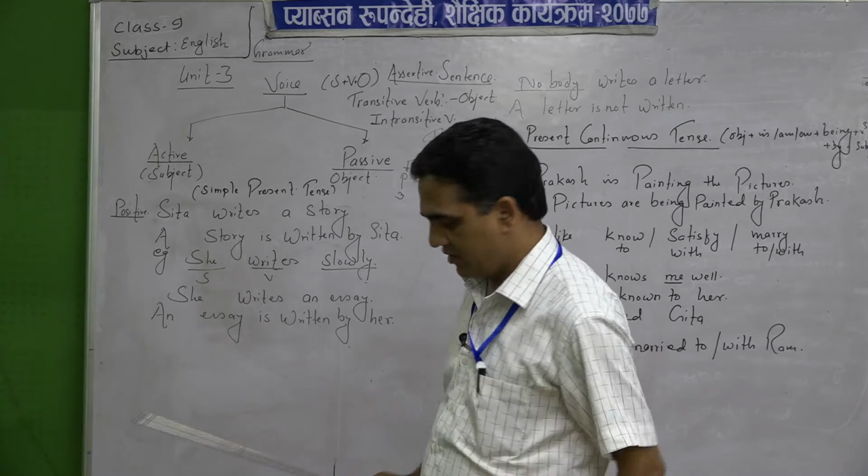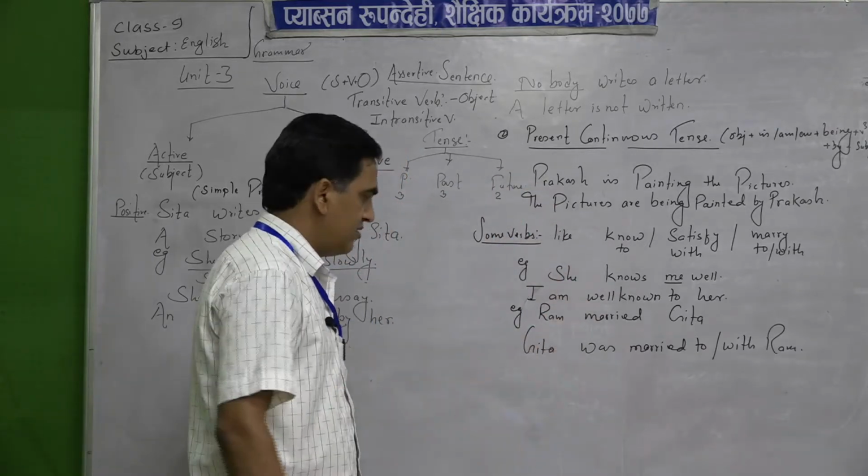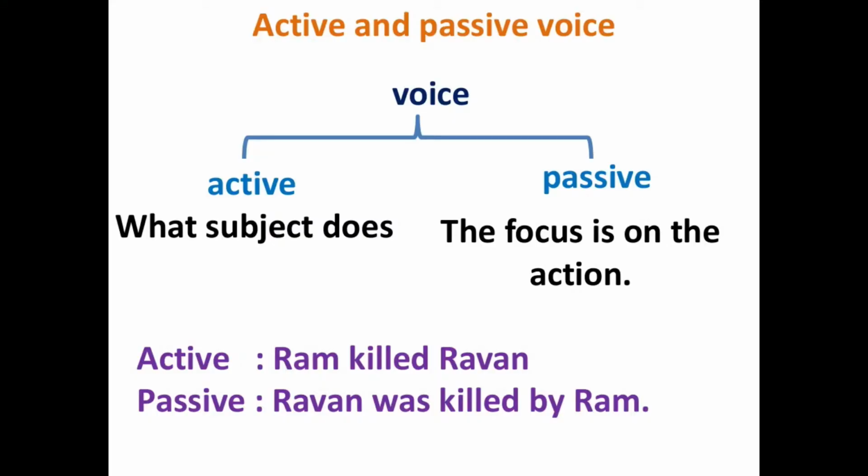My dear students, now you can see the slide also. Slide 1. What is there in the slide? Active and passive voice. Active: what the subject does is active. Passive: the focus is on the action. Active: Ram killed Raman. Passive: Raman was killed by Ram.